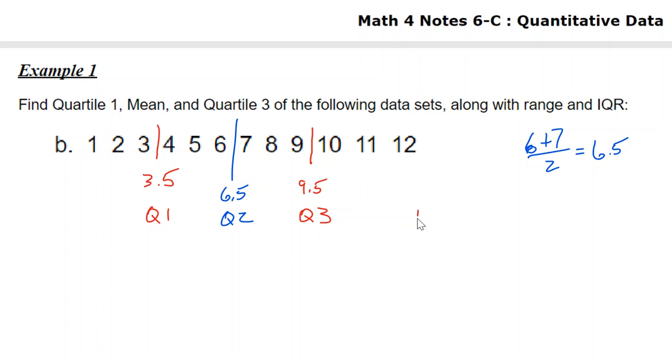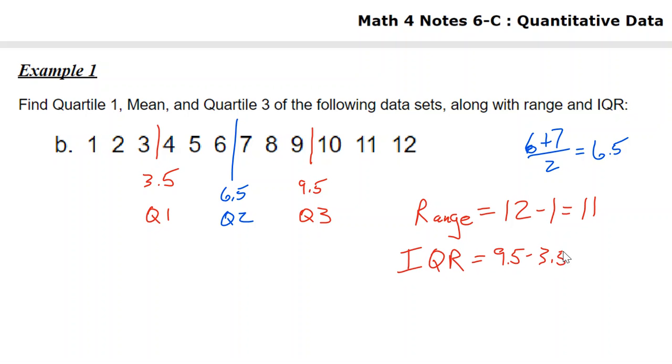So I'm going to come over here and I'm going to say that my range is 11. IQR is going to be 9.5 minus 3.5, which is 6. Okay.